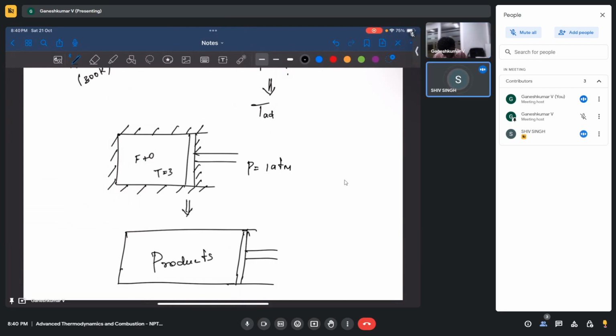So here the temperature would be 300 Kelvin. Here the temperature will be T adiabatic, the adiabatic flame temperature. These are all in adiabatic condition.